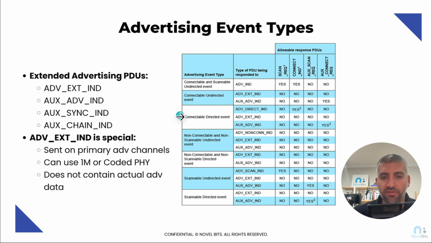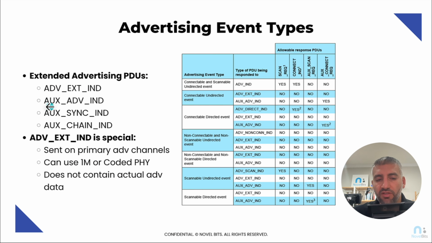So if we refer back to this table, which we looked at in the previous video in this series, we saw that this lists all the different advertising PDUs that are allowed. This doesn't differentiate between extended and legacy, but we know from the previous video that anything that has the EXT will be extended, and the ADV_EXT_IND will be the one that's sent on the primary advertising channels.